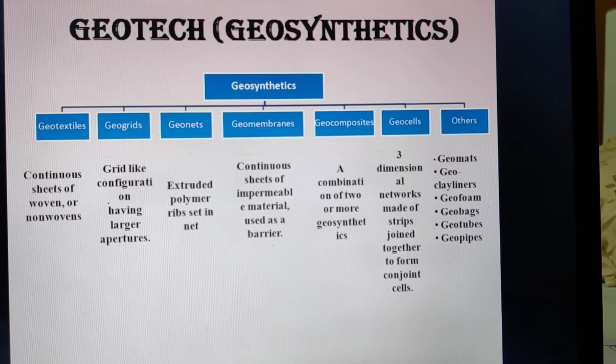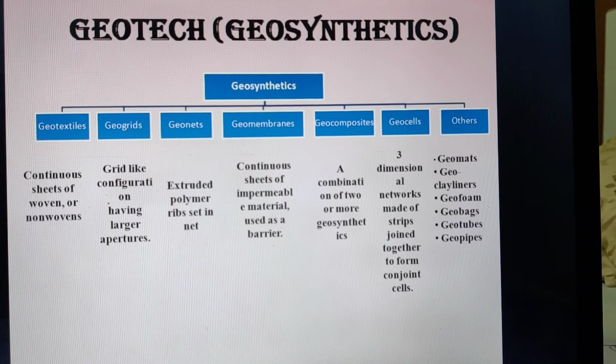Geogrids are grid-like structures, and they have large apertures. Geonets are extruded polymer rib sets like nets, similar to geogrids. And geomembranes are basically impermeable, continuous material sheets, and they are used as a barrier.